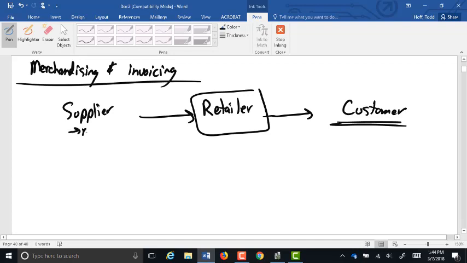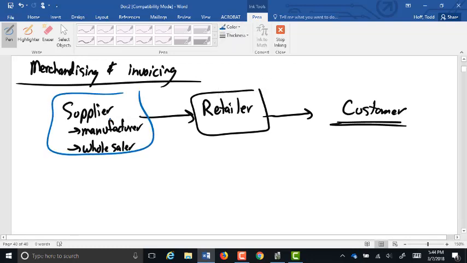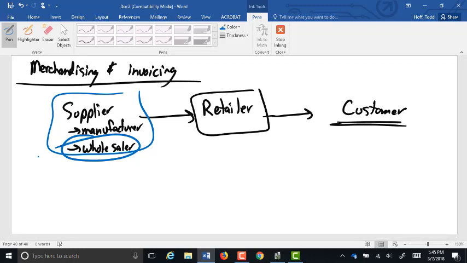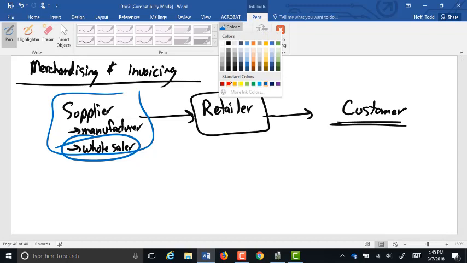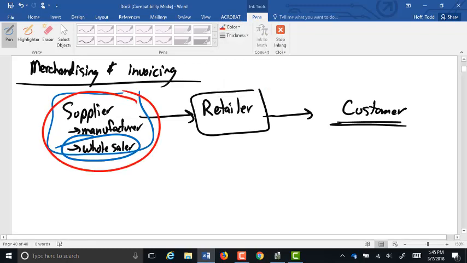That supplier could be a manufacturer or maybe just a wholesaler. For tonight's purposes, we're going to assume a manufacturer. If it is the manufacturer, they're going to serve as their own wholesaler. So it's all one entity coming from that supplier. So what we're going to be looking at tonight is this chain from the supplier, which is the manufacturer and wholesaler, to the retailer.